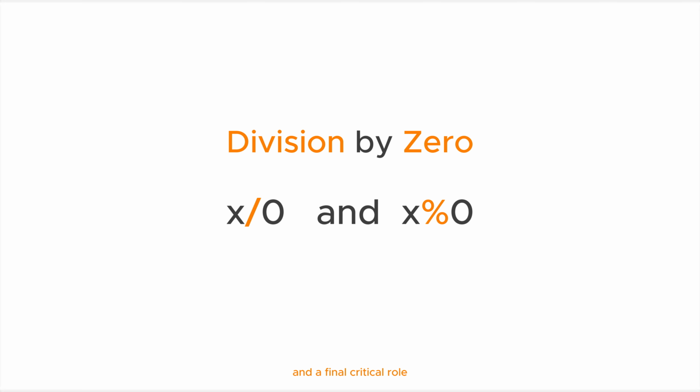And a final critical rule that comes from both mathematics and computer science. In school, we learned that dividing a number by 0 is undefined. In programming, it's an operation that is impossible for the computer to perform. If you ever try to divide by 0 using either the division or modulus operator, Python will stop immediately and raise a specific error called a ZeroDivisionError.